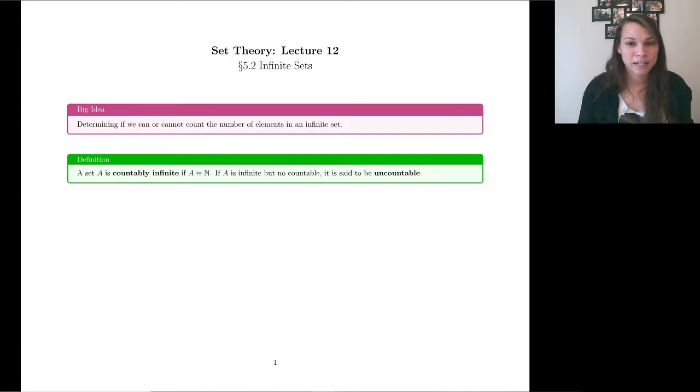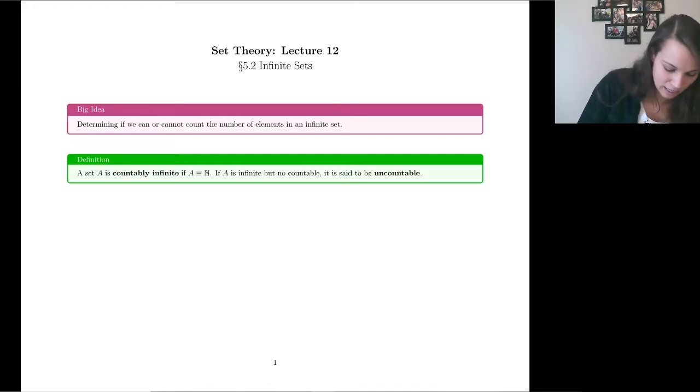Today we will be determining whether or not we can count the number of elements in an infinite set. What I mean by that is, if I said that the natural numbers have infinitely many elements, then hopefully you're going to agree. The number of integers is also infinite, there are infinitely many of those. The number of real numbers, infinitely many of those. So the question is, are these all the same infinity? No. We're going to talk about two different types of infinite sets today.